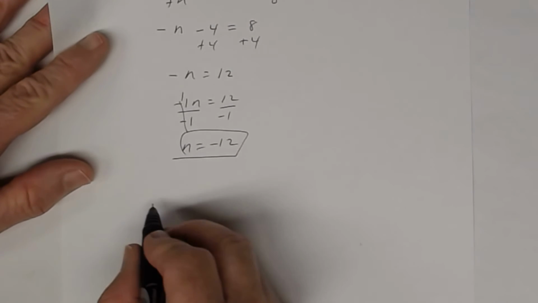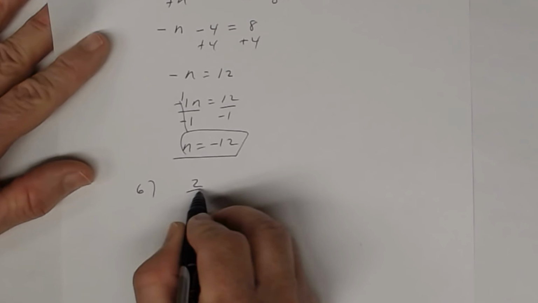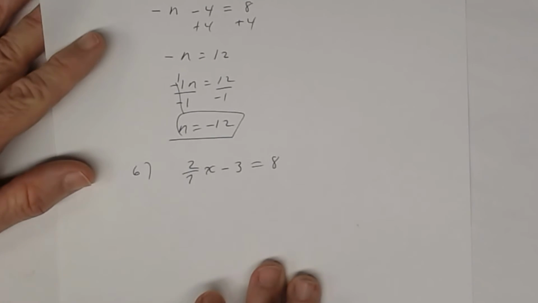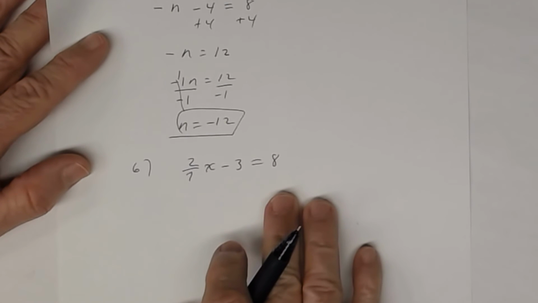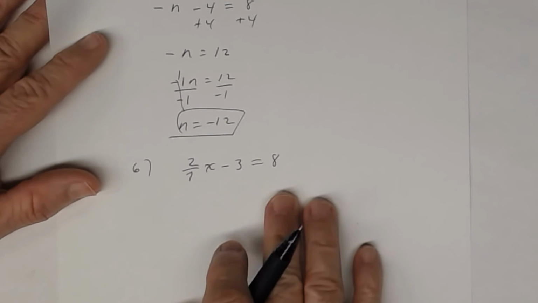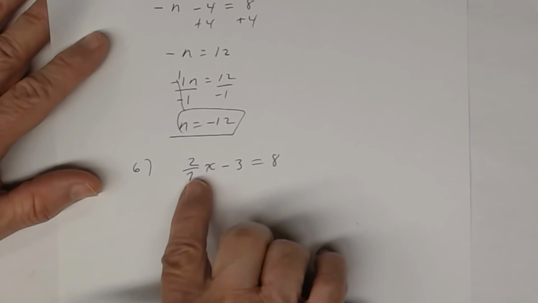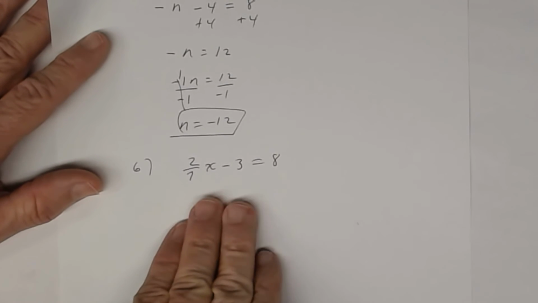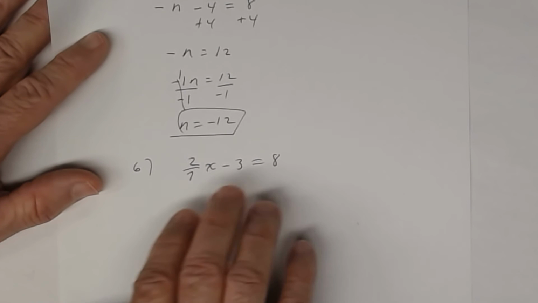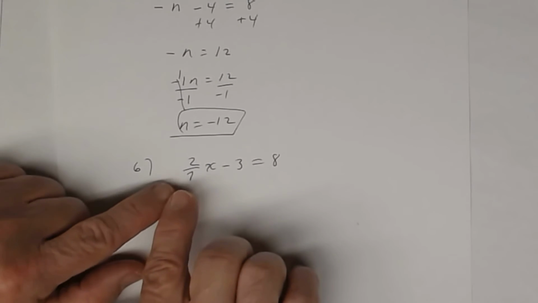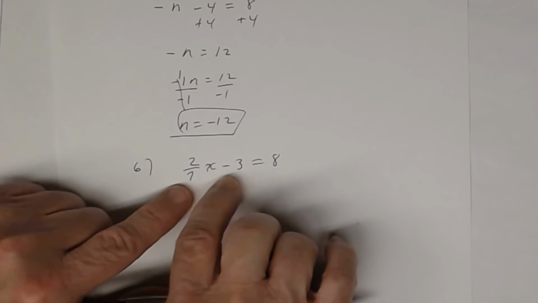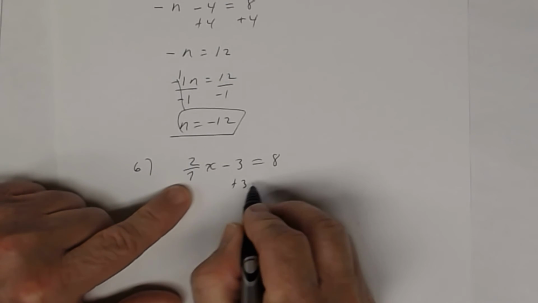Okay, and then finally number 6, you have 2/7 x minus 3 equal 8. Now in a future lesson, you're going to learn how to solve equations that have fractions by multiplying by the LCD. But in this lesson, that was not the intent here. The intent here was this. So you're going to get the variable term by itself. So we're going to add 3 to both sides.